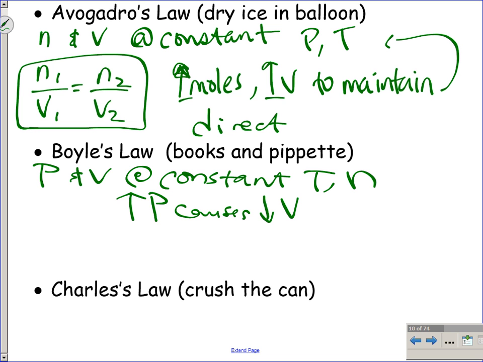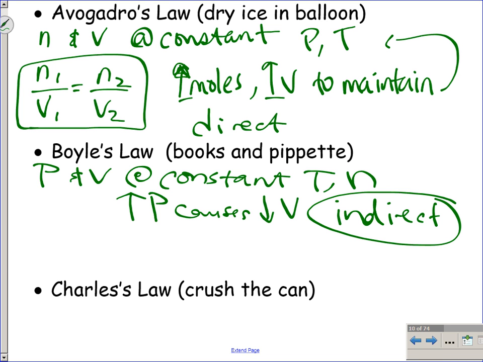So there's a law for this one. Oh, actually, tell me this first. Indirect or direct? Okay. It's an indirect relationship. So notice how I wrote this one as a division. When it's a direct relationship, we write it as a division. So how do you think, I'm going to write this one as a multiplication, right? So P1V1 equals P2V2.